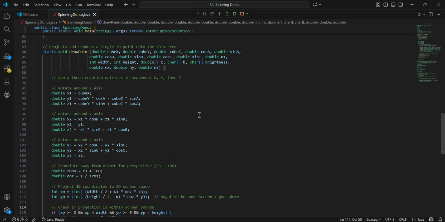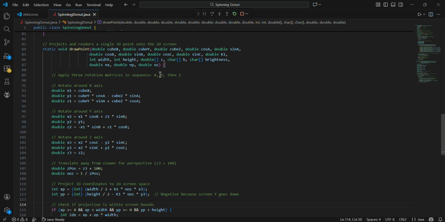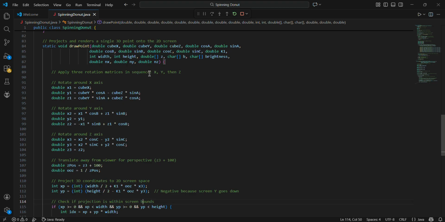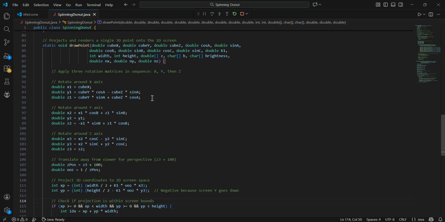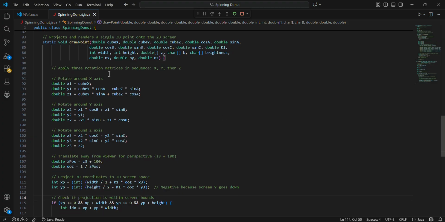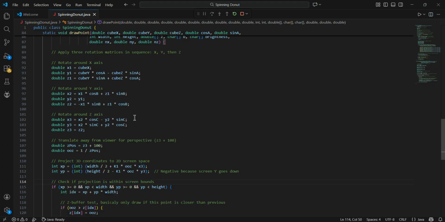This is the new method, though. This is where a lot of my time today went, in designing this. So this is draw point. As you can see, draw point takes in a bunch of stuff, including angles, the scaling, the brightness, our cube's x, y, and z, and then the height, the width, and so on. We'll get into all this in a minute.